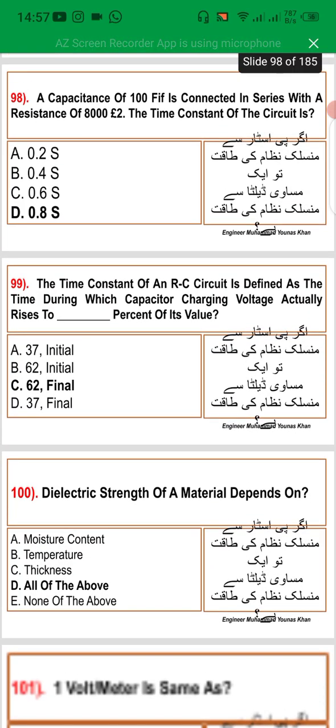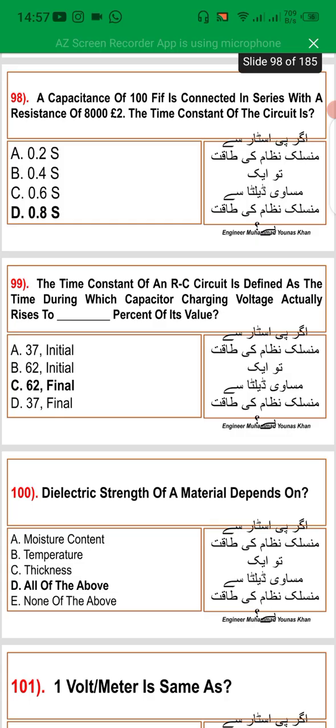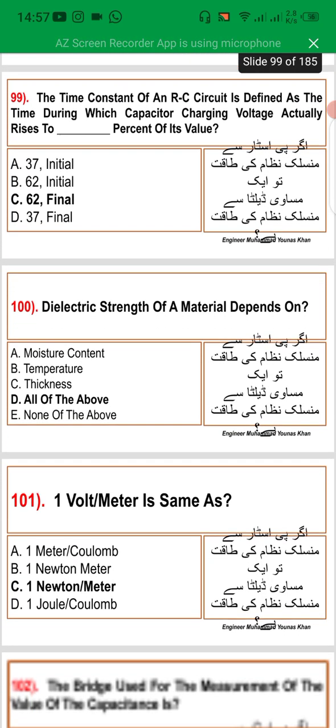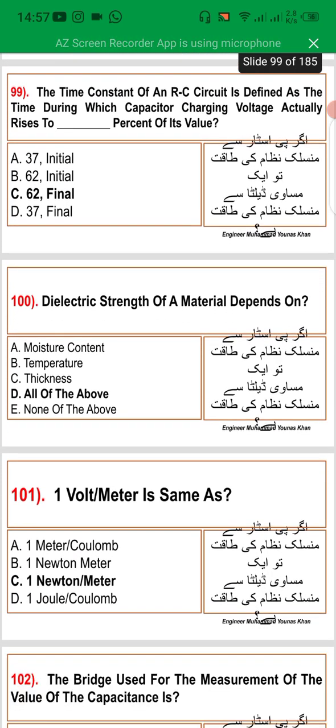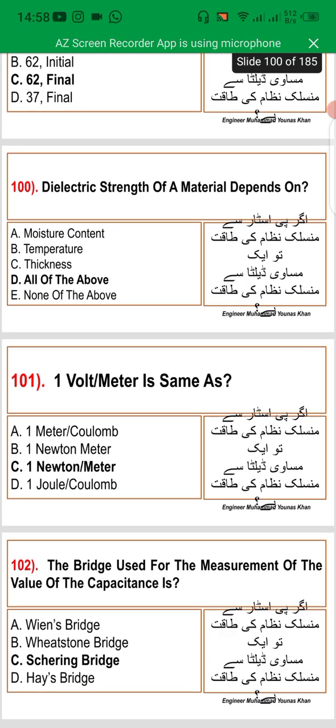A capacitor of 1 farad is connected in series with a resistance of 800 ohms. The time constant of the circuit is 0.8 seconds. The time constant of an RC circuit is defined as the time during which the capacitor charging voltage actually rises to 63% of its final value.